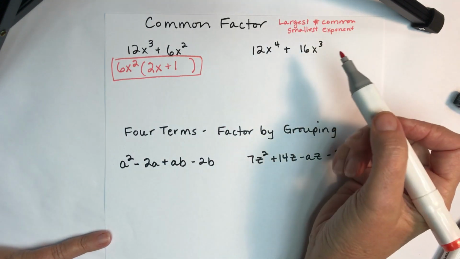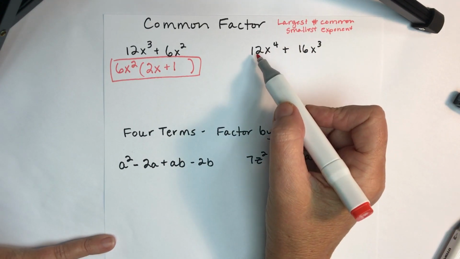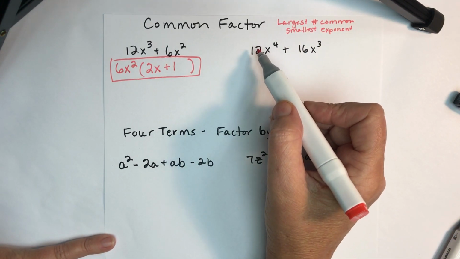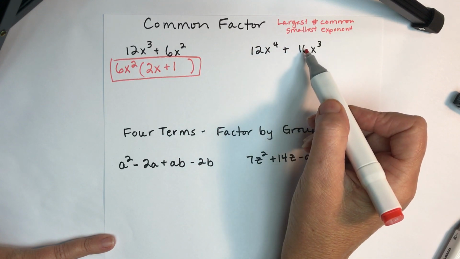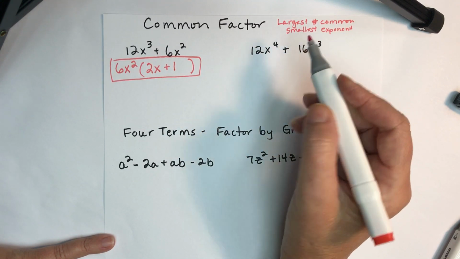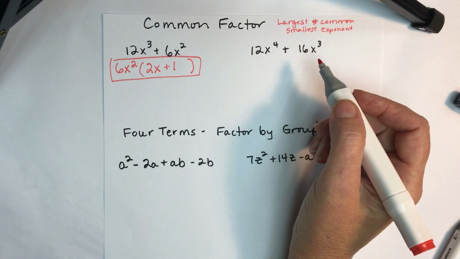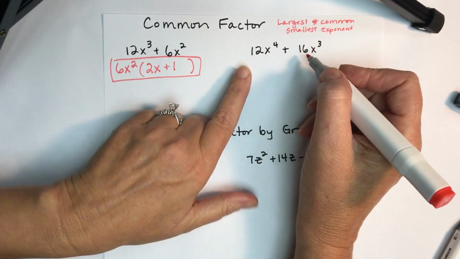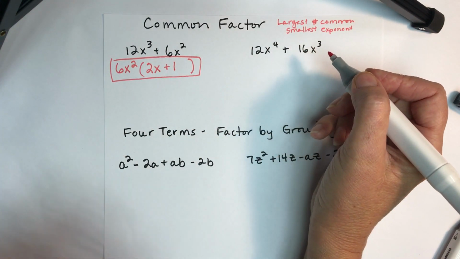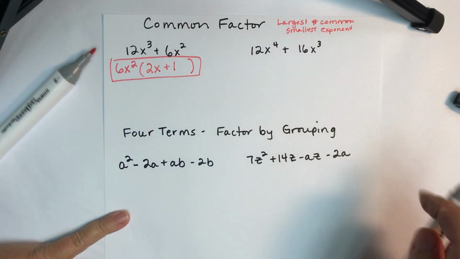Now let's look at this next one. Here we're going to go to the smaller number 12 and ask ourselves, will 12 go into 16? But it won't. So what you want is the largest number that'll divide into both of them. And if you know that it's 4, you can go ahead and use that. But let me explain to you why.